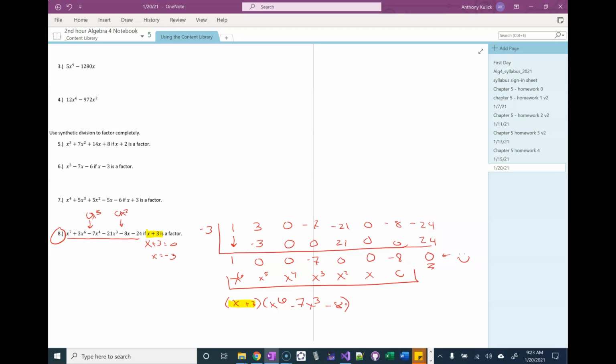Okay. So we're done with the division part. What we need to do now is check to see if we can factor the remaining pieces using our factoring tree methods.